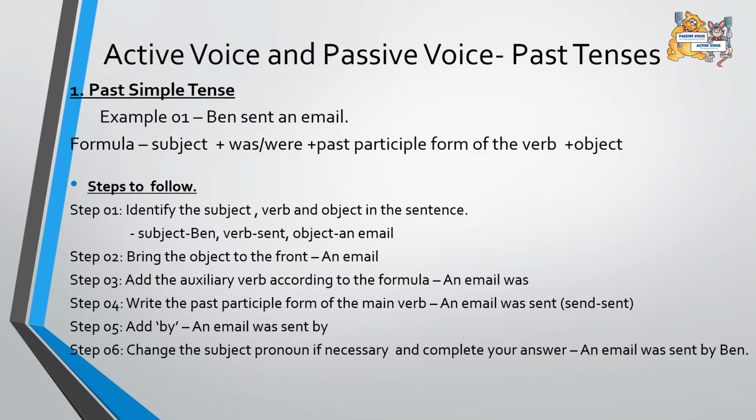Step 4. Write the past participle form of the main verb. The past participle form of the main verb send is sent. Therefore, the answer is an email was sent. Step 5. Add by. Now the answer is an email was sent by. Step 6. Change the subject pronoun if necessary and complete your answer. In this sentence, we do not find a subject pronoun. Ben is the doer of the action. So the complete answer, an email was sent by Ben.